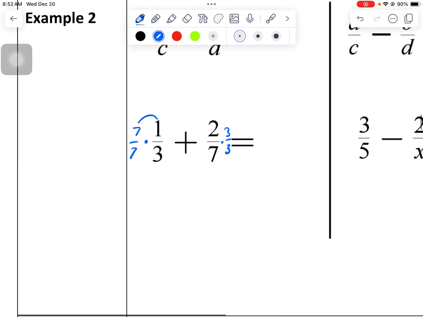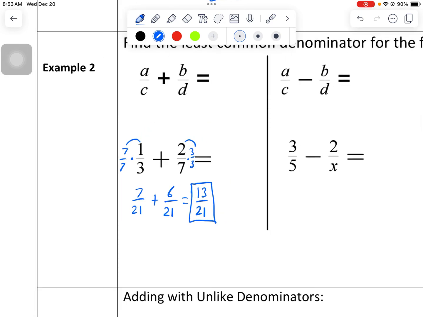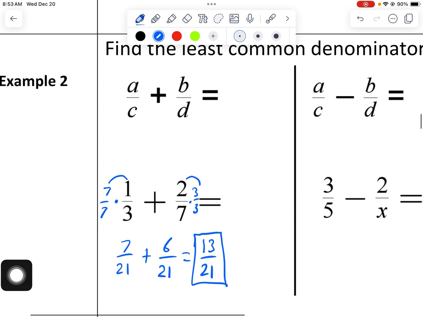This changes it to 7 over 21 plus 6 over 21. And then we can add those together now that we have a common denominator, and we get 13 over 21. Okay, it gets a little bit more complicated when we have variables to work with. But notice, when we were multiplying by 7 over 7 and 3 over 3, we're just multiplying by 1. So it's still the same fraction value, it just looks different. Because 1/3 and 7/21 are the same.